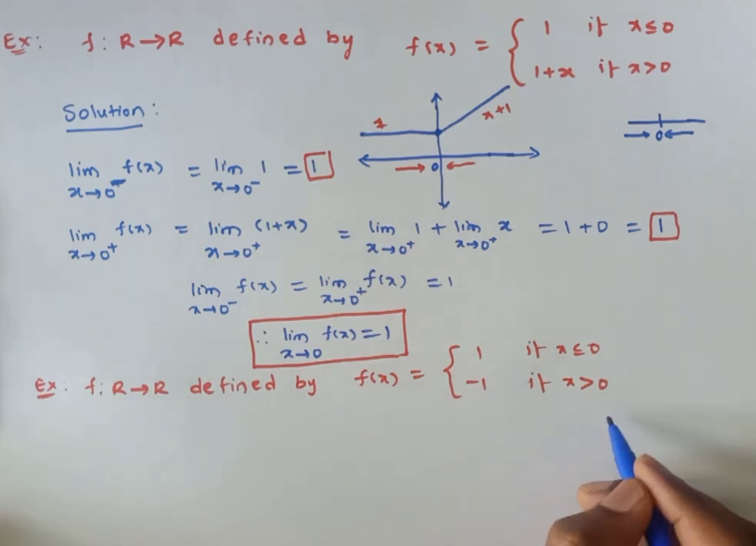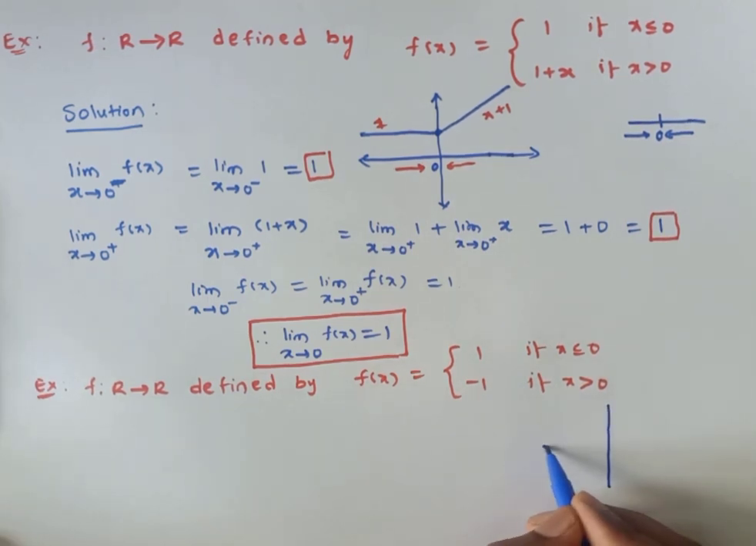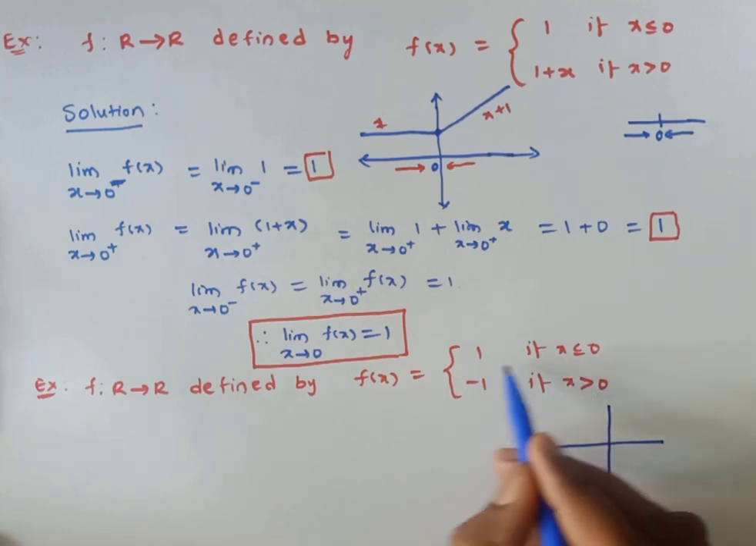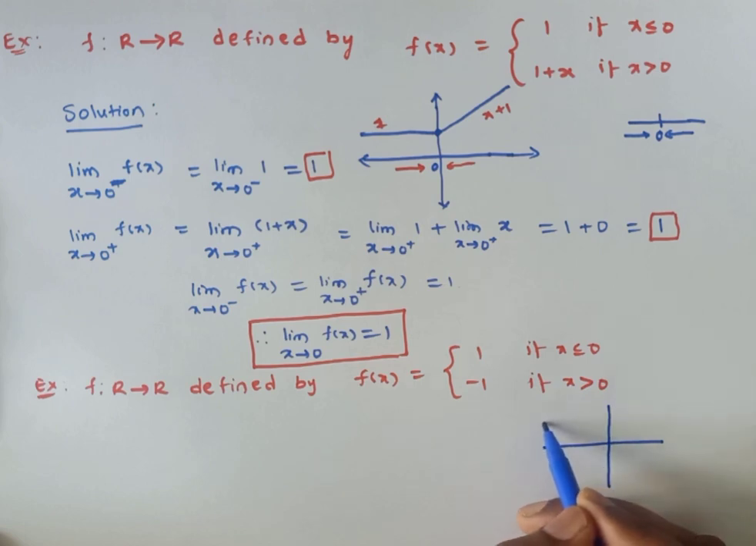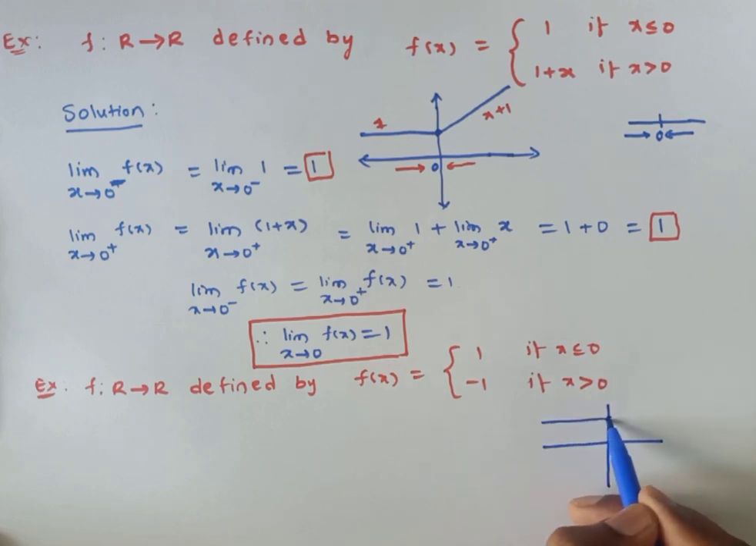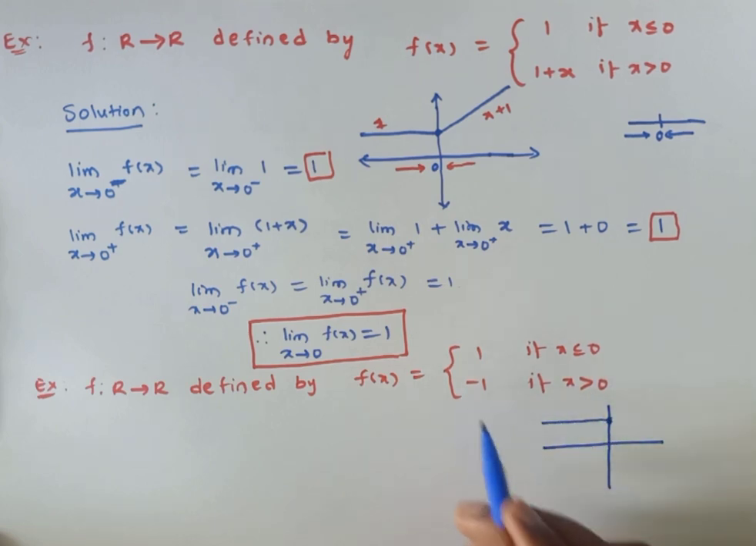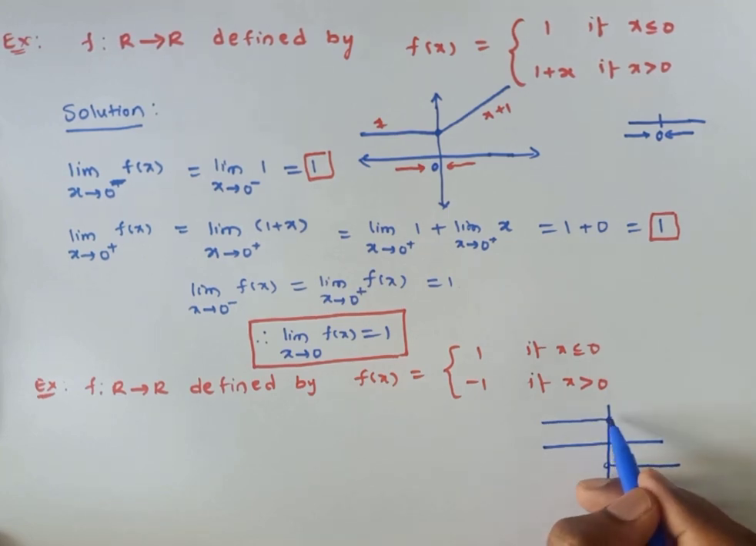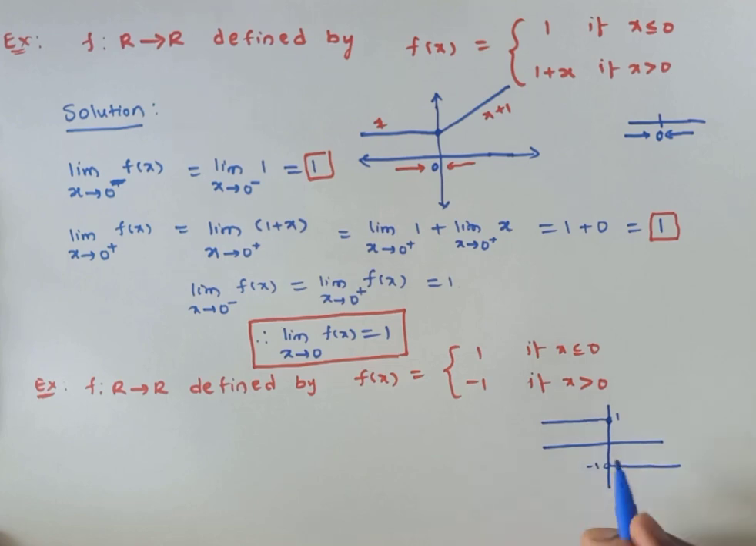Now as you know the graph of this function also, this is like a jump, right? So here when x is any negative real number, this is 1, always 1. When x is greater than 0, it is always negative, so like this. So this is 1 and this is minus 1. Now on the real line this is 0.